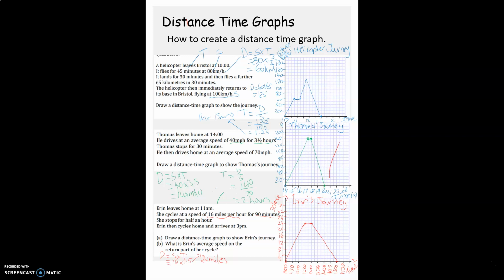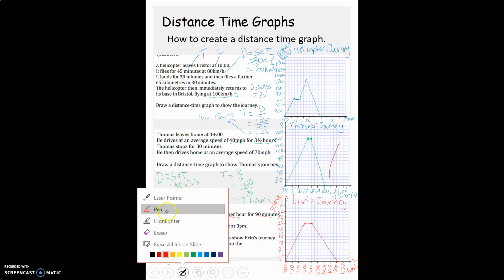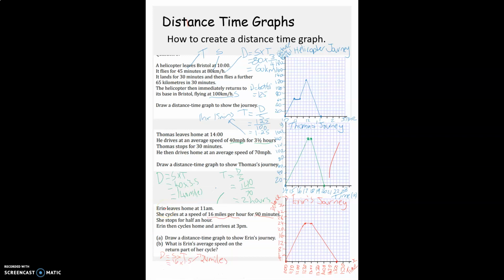It then asks us to determine the speed on the return part of her cycle. So to work this out, we need to know what is the distance and the time. So we know that she was 24 miles from home, so D equals 24, and we know that it took her 2 hours to get home because she left from her stop at 1 o'clock and she got home at 3 o'clock. So we know that D equals 24 and T equals 2.